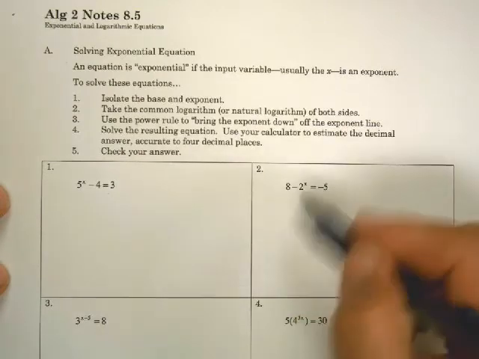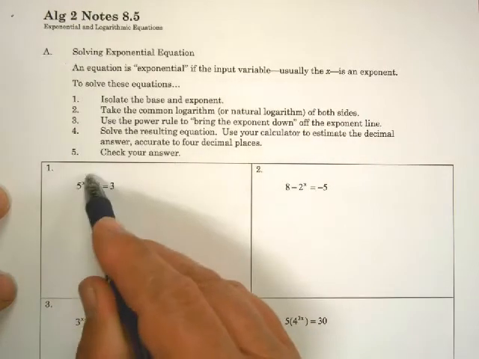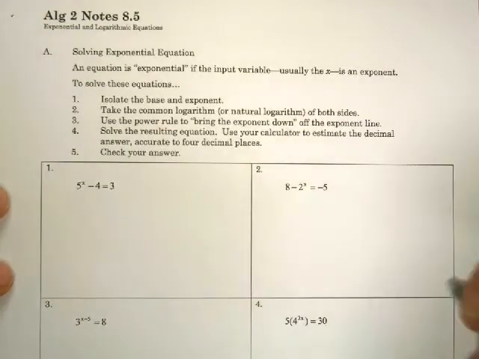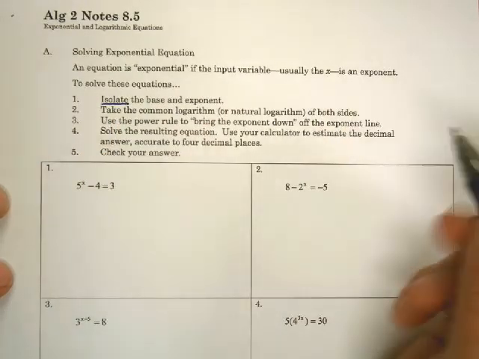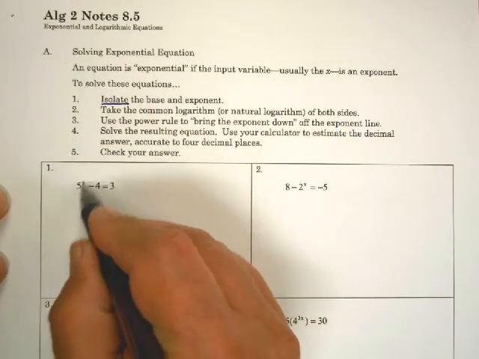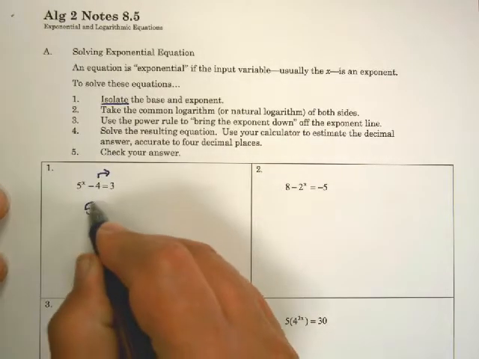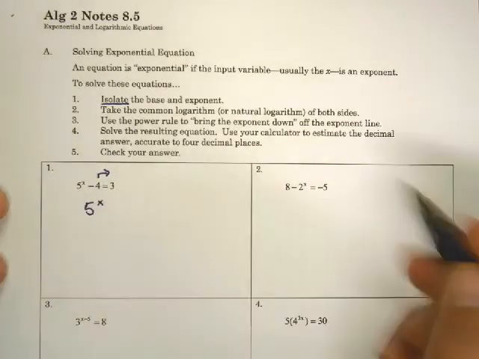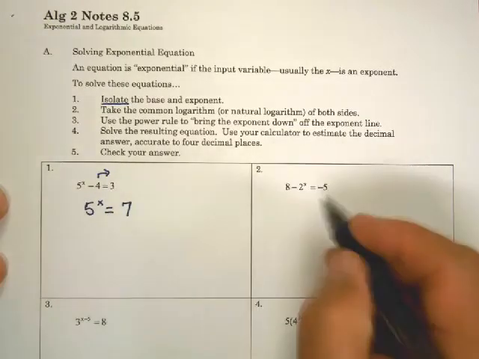These on this front page are just exponential equations. You can see that they all have some base and a power. Now, the first goal that we have here is to isolate that base and exponent. So we need to get this 5 to the x by itself. I'll add 4 to both sides, and that'll take me to 5 to the x equals 7 in this problem.